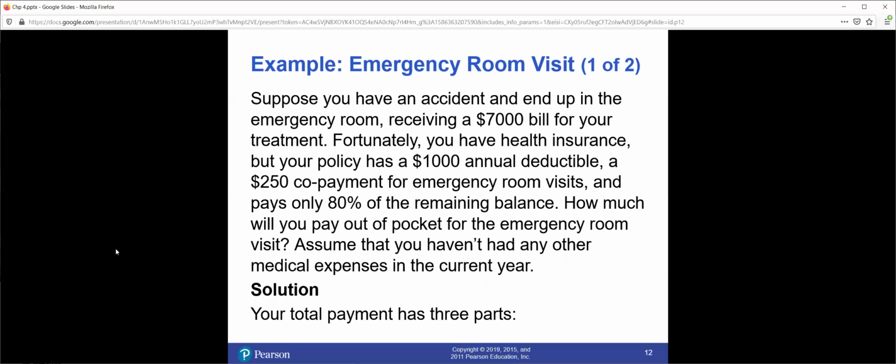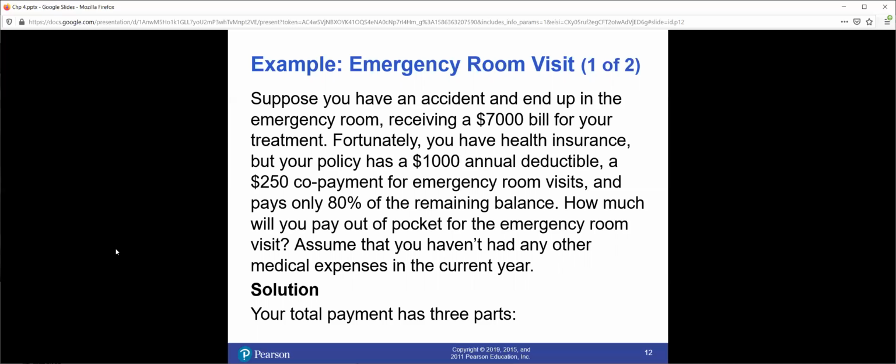Here's an example. Suppose you had an accident, end up in the emergency room. You receive a $7,000 bill for your treatment. So I'm assuming they removed a sliver. That'd be my guess. Fortunately, you have health insurance, but your policy has a $1,000 annual deductible and a $250 copay for emergency room visits, and only pays 80% of the remaining balance after that. How much will you pay out of pocket for the emergency room visit, assuming that you haven't had any other medical expenses in the current year?